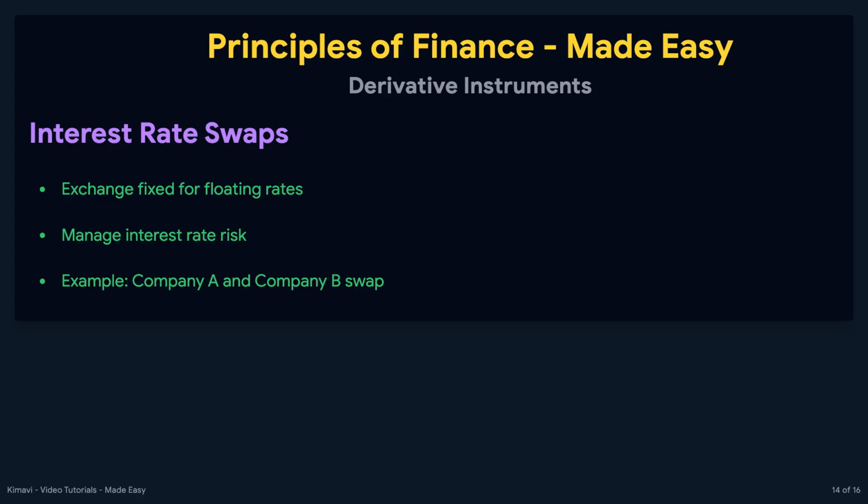For example, suppose Company A has a loan with a variable interest rate, and Company B has a loan with a fixed interest rate. They can enter into an interest rate swap agreement where Company A pays Company B a fixed rate and Company B pays Company A a variable rate. This allows both companies to achieve their desired interest rate exposure.